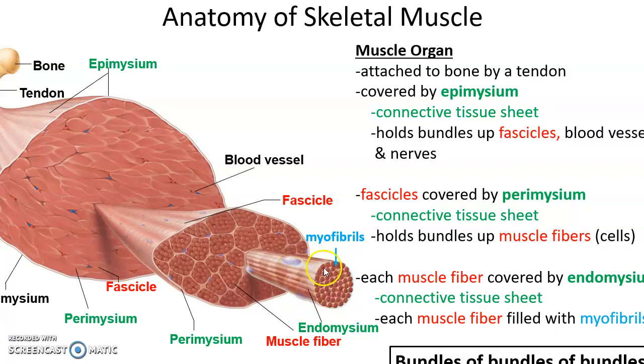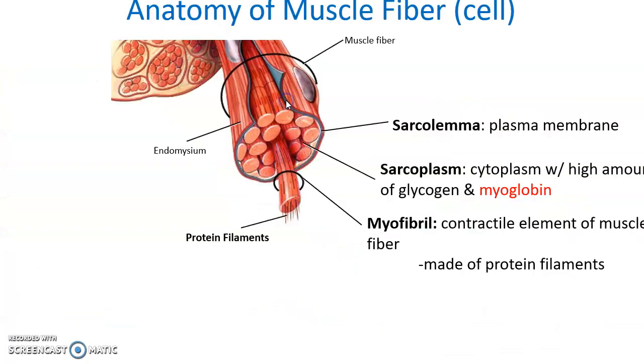And then within the muscle fiber, within the cell, we see these long protein rods called myofibrils. So we have bundles of myofibrils in a muscle fiber, bundles of muscle fibers making a fascicle, bundles of fascicles making the entire muscle organ.